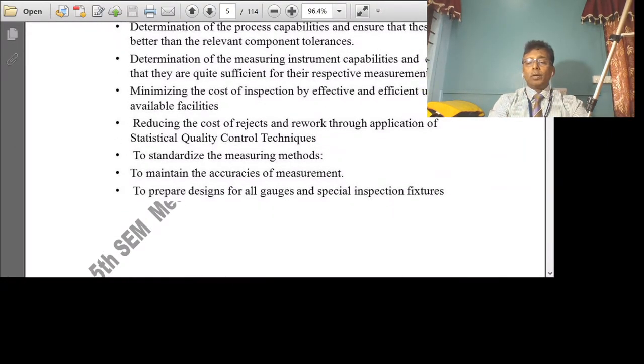Okay, let me go to the second question. What it says: sketch and explain international prototype meter, imperial standard yard. This was asked for 10 marks in 2015. Sketch and explain international prototype meter and imperial standard yard. This has been explained, right?